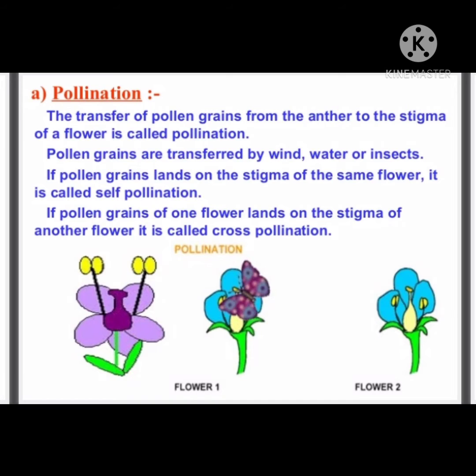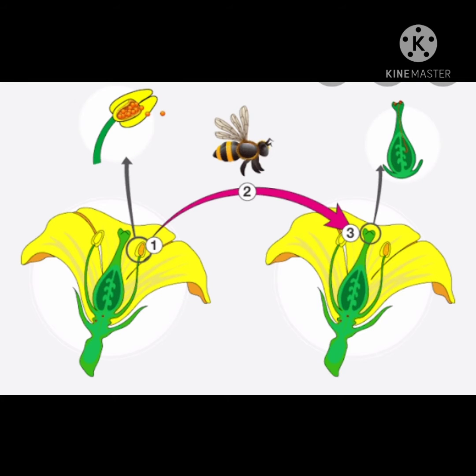So as we know, what is the name of the male gamete? Pollen grain. And the name of the female gamete is the egg or ovum. The fusion of this male and female gamete results in the formation of a structure called the zygote. This is the process called fertilization. Before fertilization, we have to study pollination.